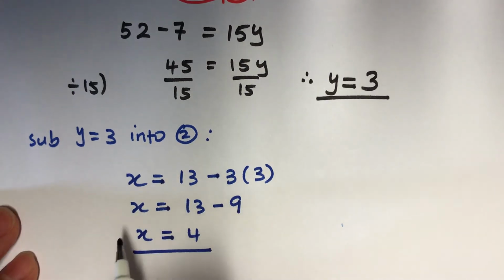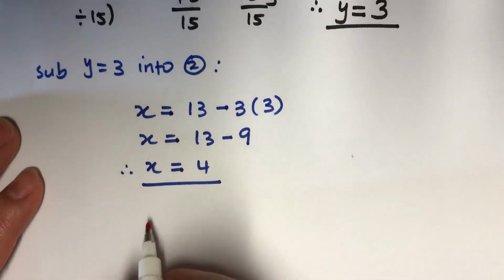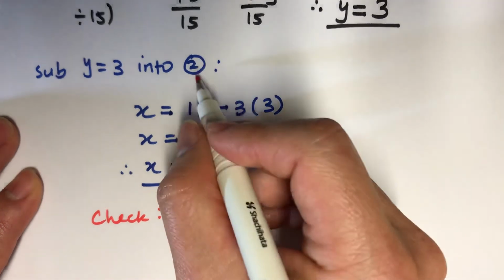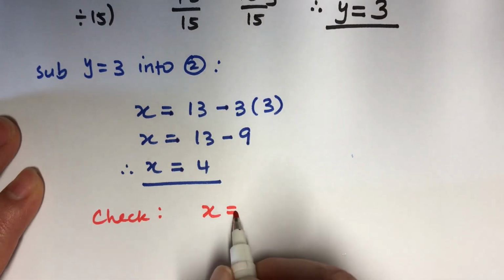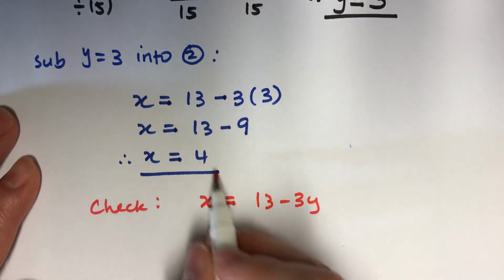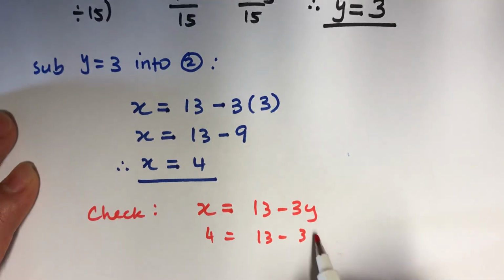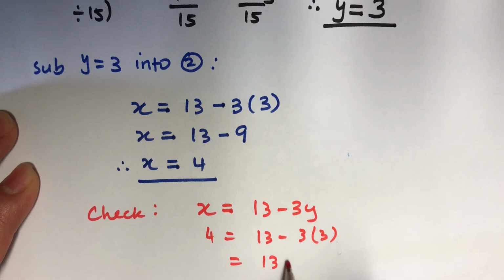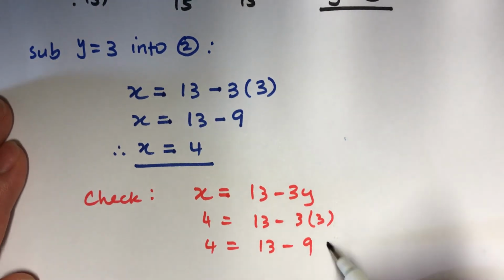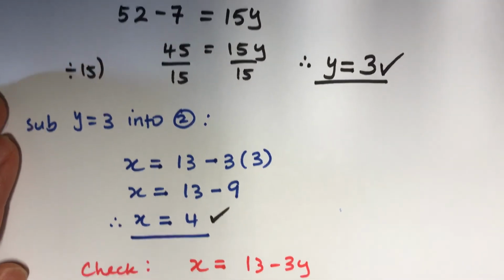Okay, so I've got this, and of course I want to check this, make sure they're all correct. I'm going to check it with 2, which is x equals 13 minus 3y. So I'm going to substitute in. x was 4, 13 minus 3, y was 3. So let's have a look. 13 take away 9 equals 4. Yes, it is correct. Therefore, these are all correct values. Okay, well done.